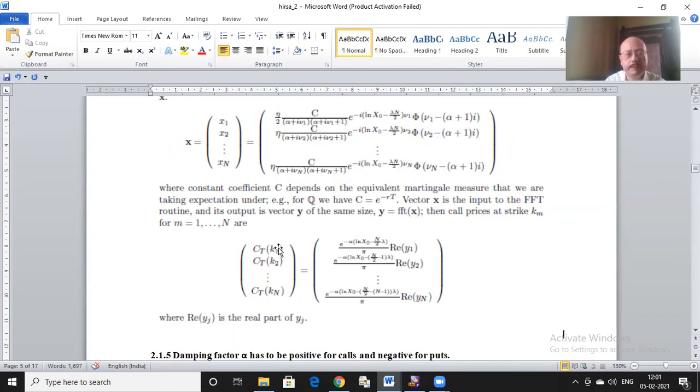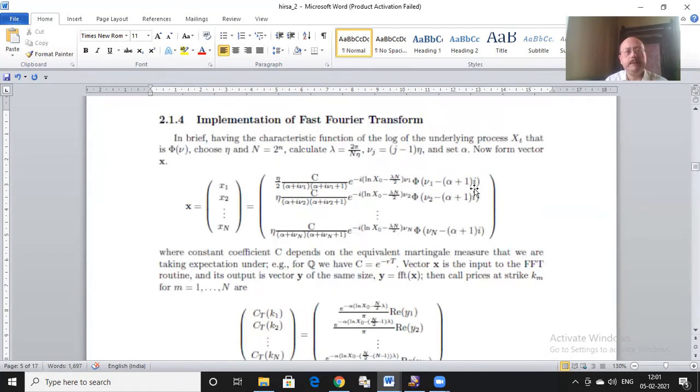Remember, these are log strike prices, which will be actually equal to this expression times real part of y1, real part of y2, etc. Because when we do this computation, we will get a complex number. So we have to take the real part. Remember that we used the same argument before, and we got rid of the complex part with the even function argument. So that's what we do here. We do the discounting and take the real part of this vector.